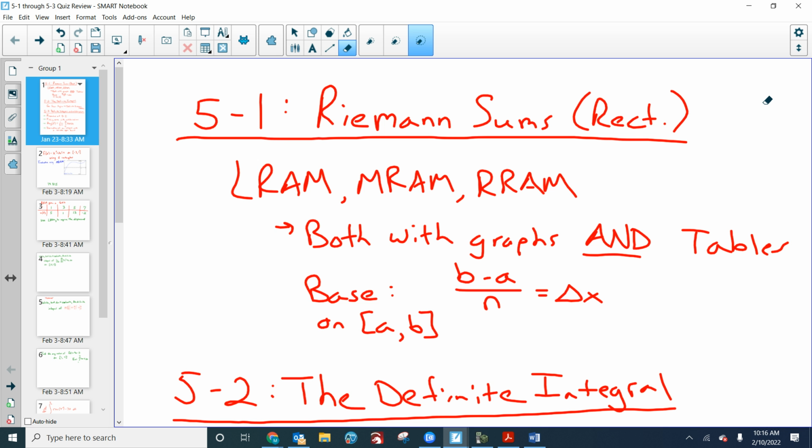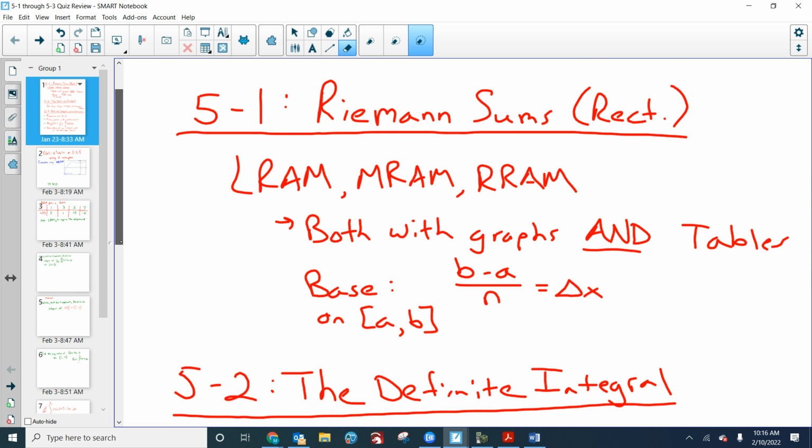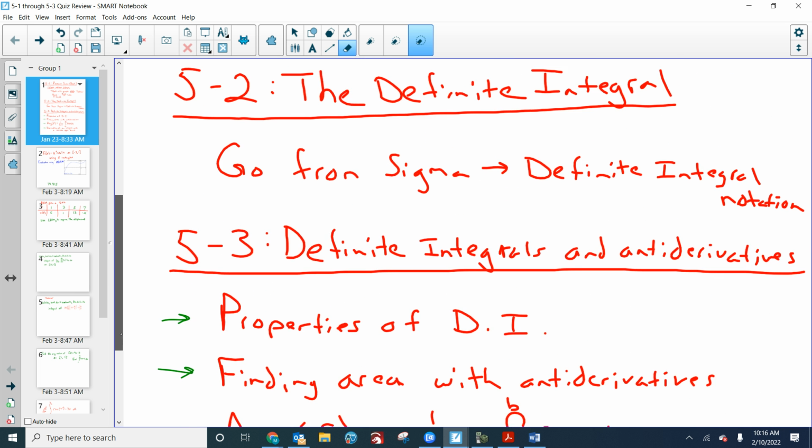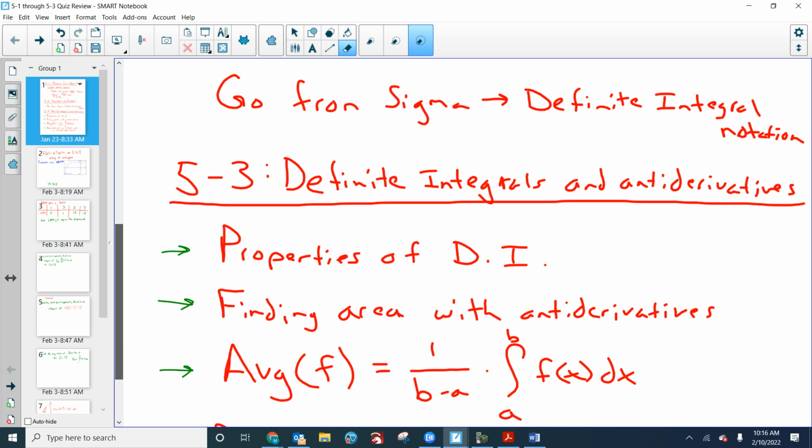Let's keep going. Talked about converting, properties of definite integrals, additivity, reversing the bounds makes an opposite area, sum, difference, constant multiple, all those. You also need to know, we talked about which properties do not work for definite integrals, right?